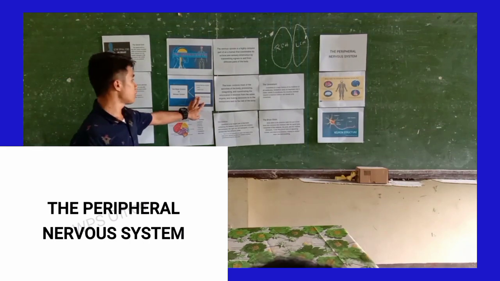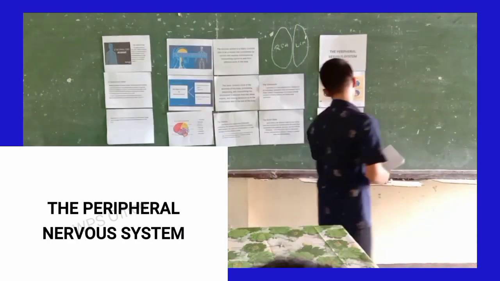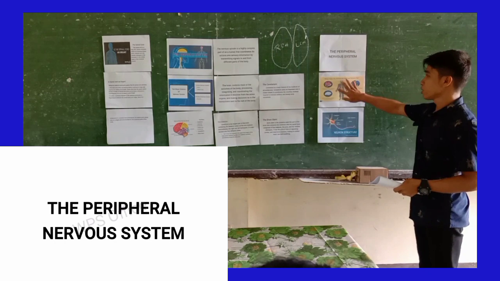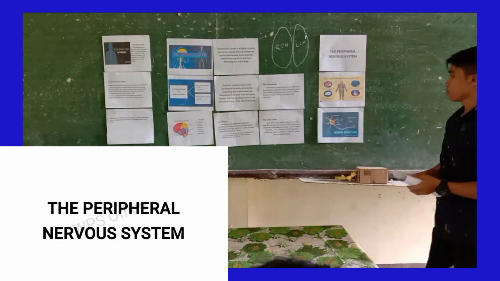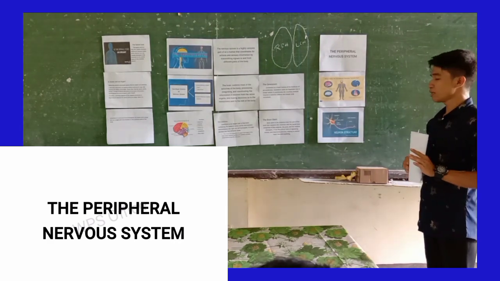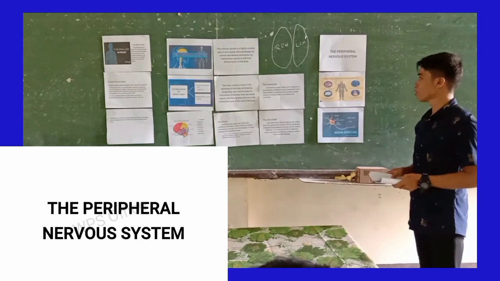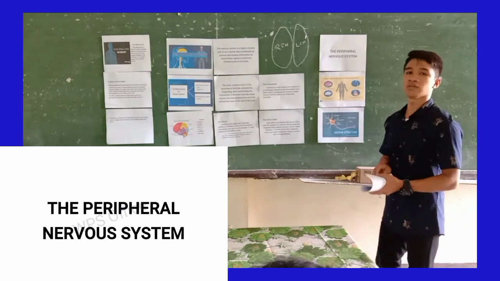The second major division is the peripheral nervous system. So this is it, the peripheral nervous system. So what does the peripheral nervous system do? So Kiche, do you have any idea? What does the peripheral nervous system do?